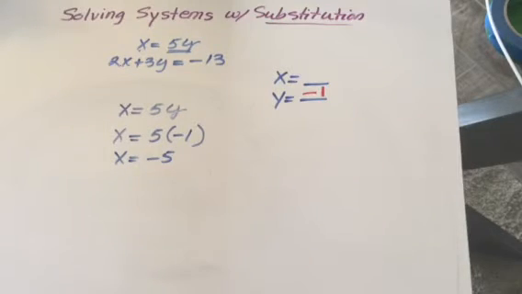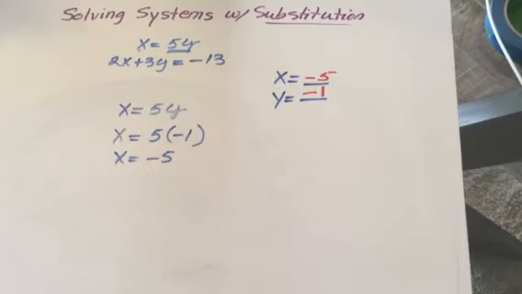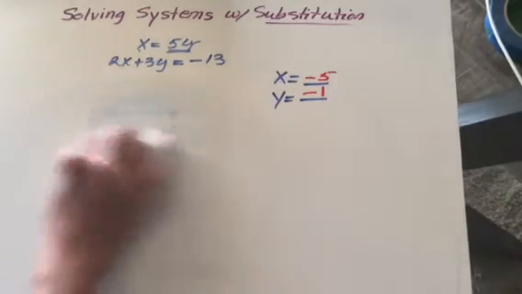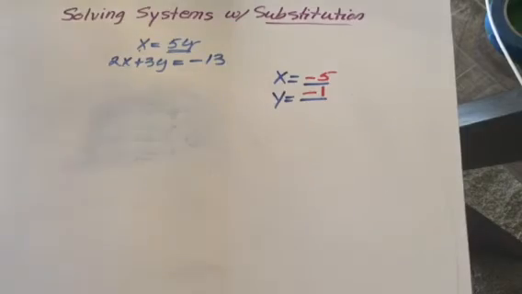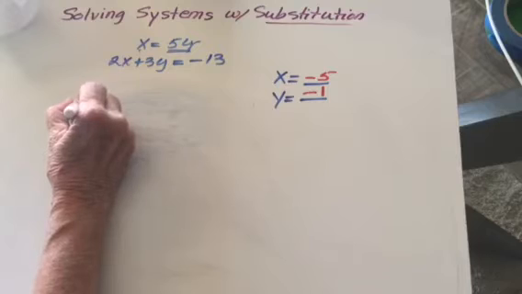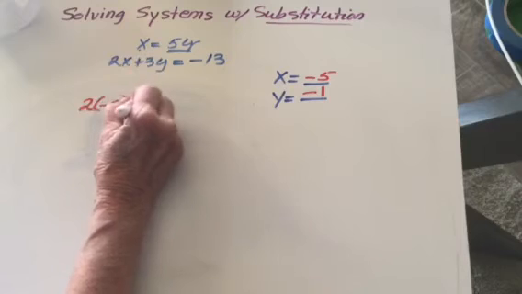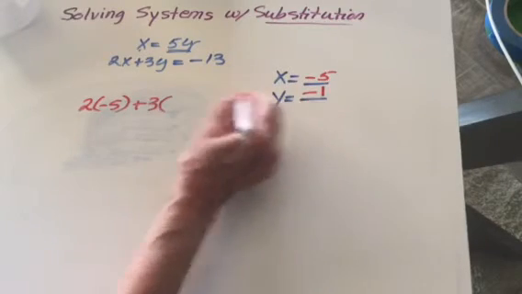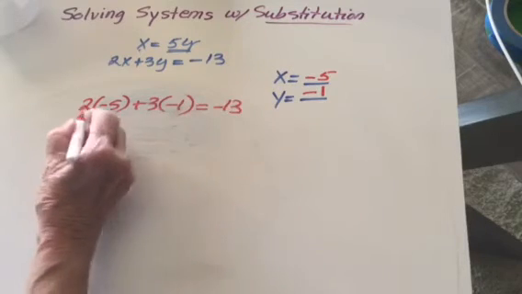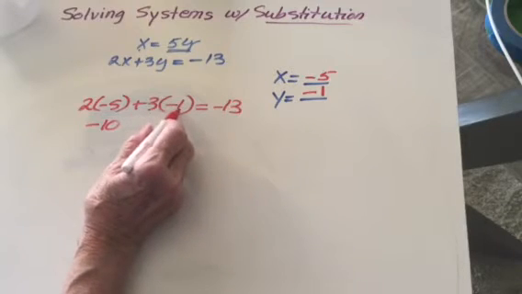Then let's put it up here. Negative 5. Now, if you want to check it out and see if you're right, let's go to this equation now. 2 times x, what's x? Negative 5. Plus 3 times y, what's y? Negative 1, equals negative 13. Well, what's 2 times negative 5? Negative 10. What's 3 times negative 1? Negative 3.